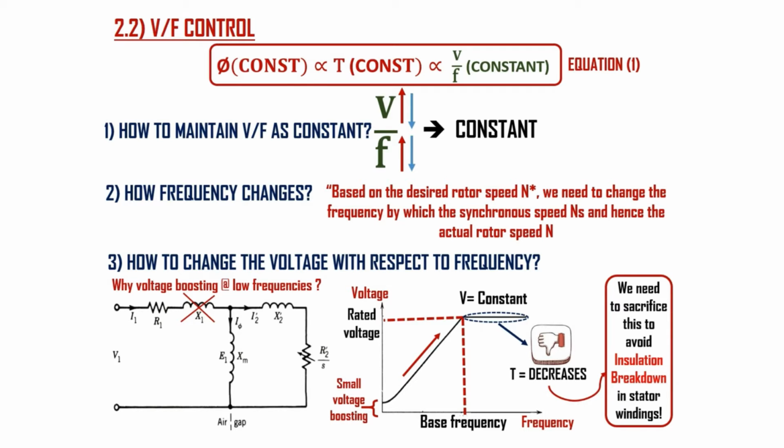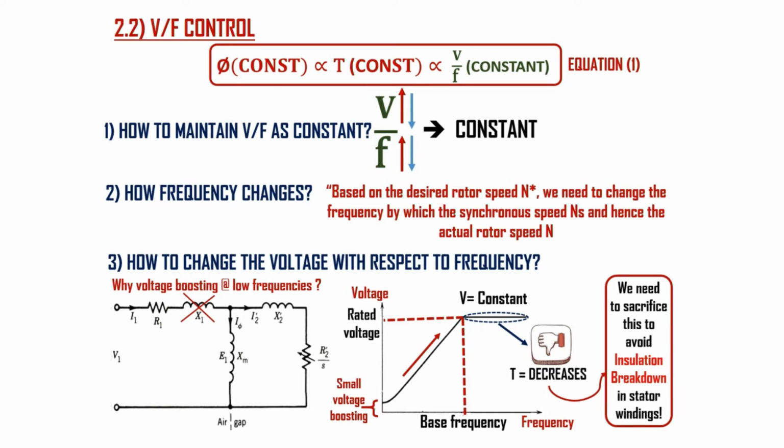The first important point is that there is a need for a small voltage boost to be applied at low frequencies so that E will be approximately equal to V. It can be interpreted in another way. It is to compensate the voltage drop in stator winding resistance R1.